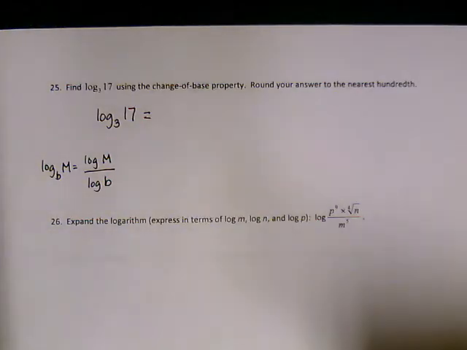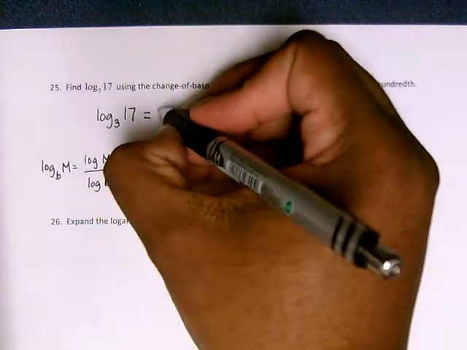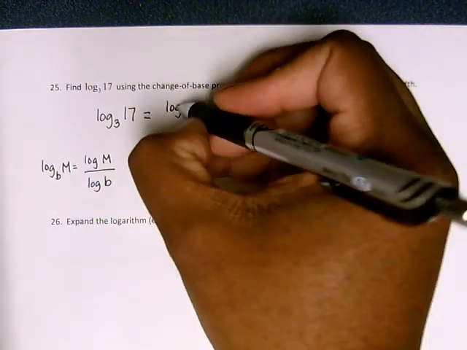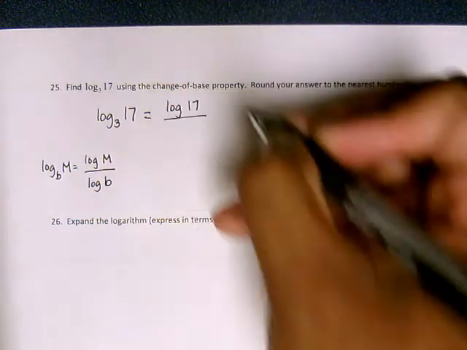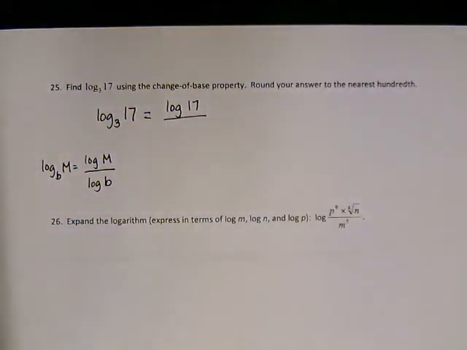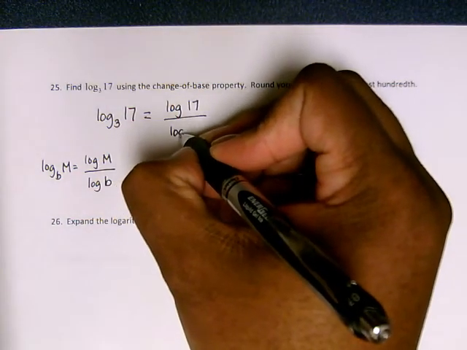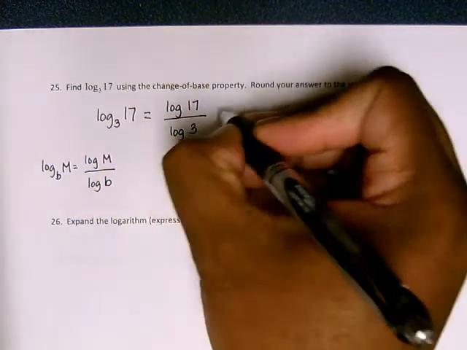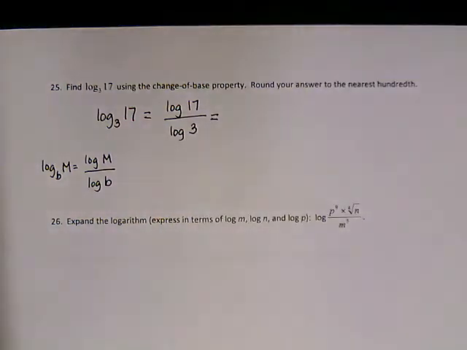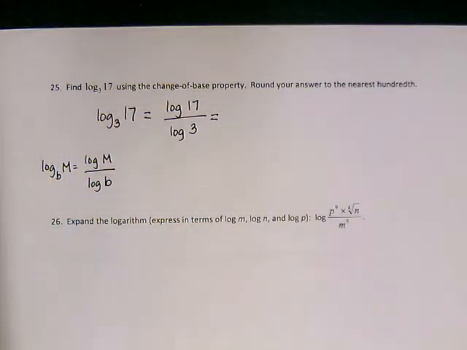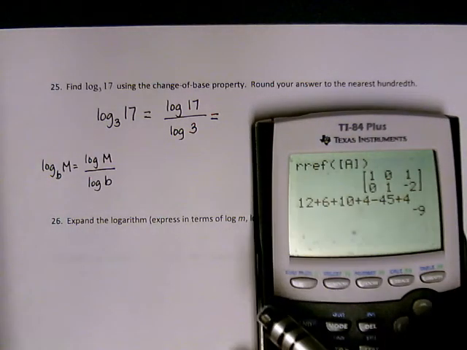So in this case, log to the base 3 of 17 would be the log of that number, which is 17, divided by the log of this subscript, which is your 3. So here I'm using common logarithms to evaluate this. Now we're going to round to the nearest hundredth.